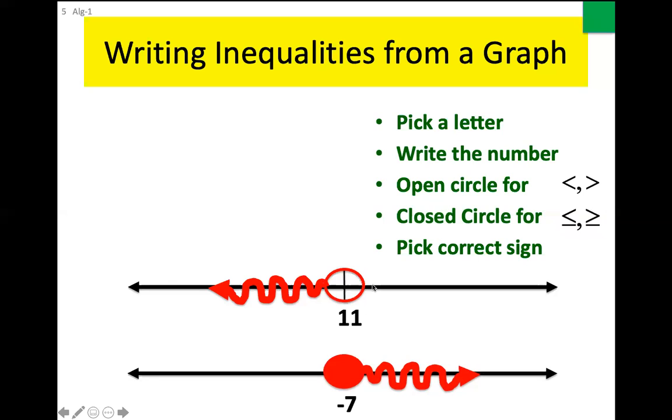Okay, so the first one, pick a variable. It's an open circle, so it'll be one of these two symbols, less than or greater than. It's shaded to the left, so I'm going to use the less than symbol. So G is less than 11. Second one, the number is -7. It's closed. So if I use G again, it's G, and I'm shading to the right. Those are bigger than -7. So G is bigger than or equal to -7. And it looks like I picked X this time.